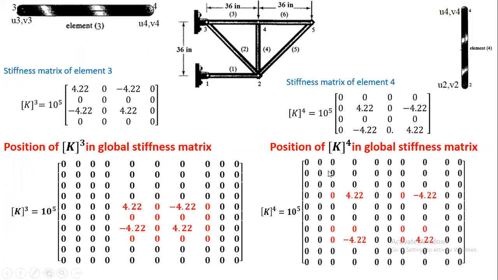Okay, this is u1 v1 u2, and the rows are u1 v1 u2. This 0 should be here, this 4.22 should be here, this 0 should be here, and this 4.22 should be here. Now this is for node number 2, and for node number 4 it is correct. Why? Because node number 4 is u4 v4. If you count here, u1 v1, u2 v2, u3 v3, u4 v4, it is correct. The only problem is in this row.